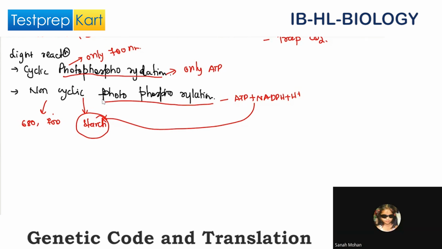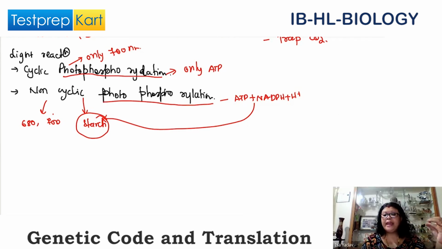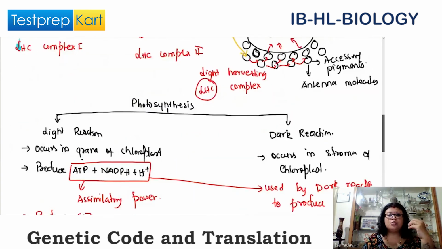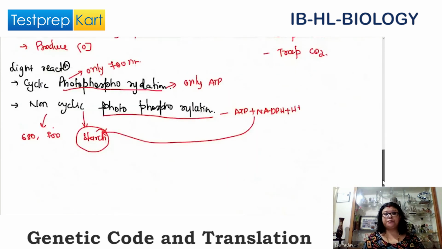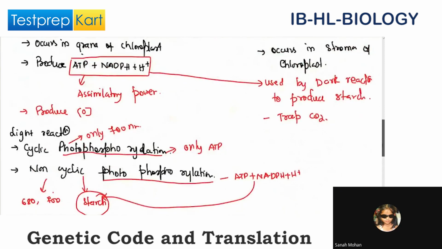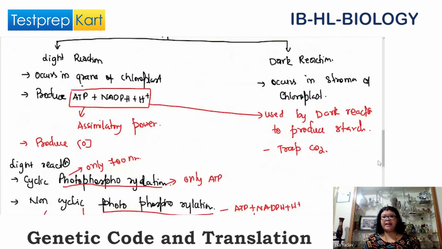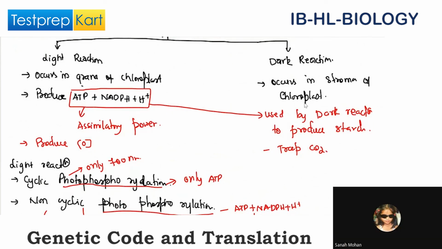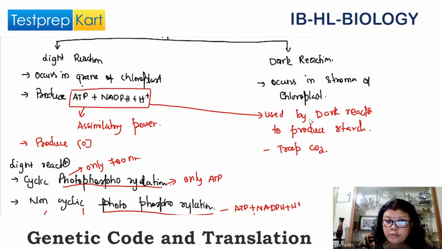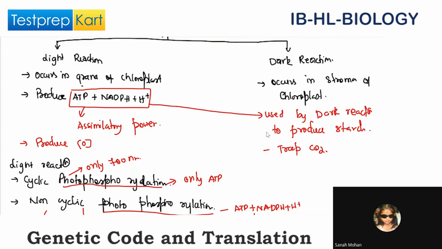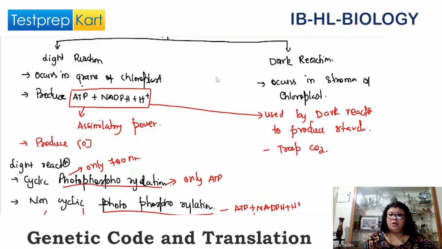Clear? So, with the help of photosynthesis, the plant produces what? Starch. Yes or no? Okay. Now, see, dark reaction. Where does dark reaction occur, Sana? What did I write here? It only occurs in the stroma of the chloroplast. Yes or no? Occurs in the stroma of the chloroplast.